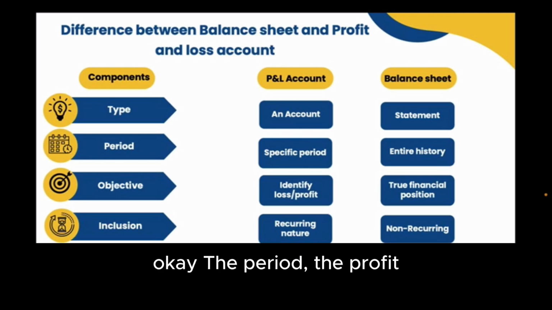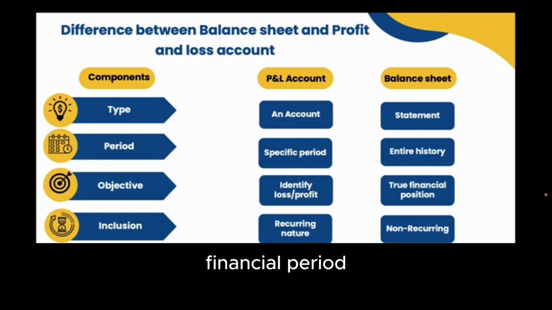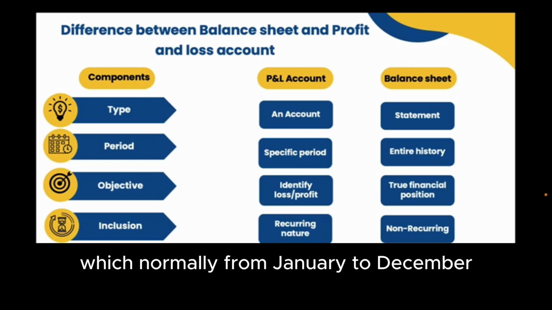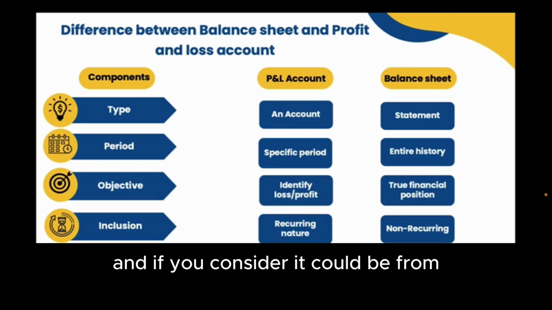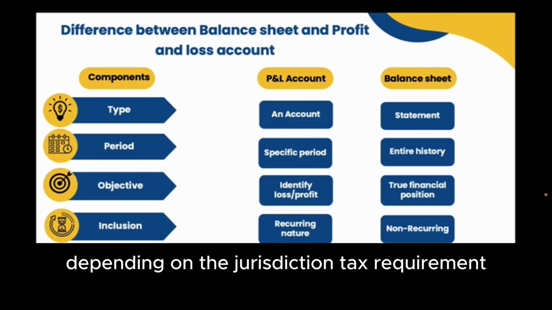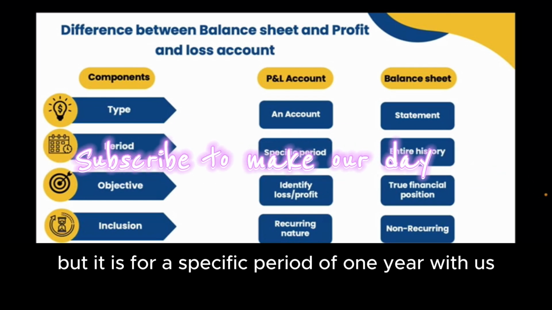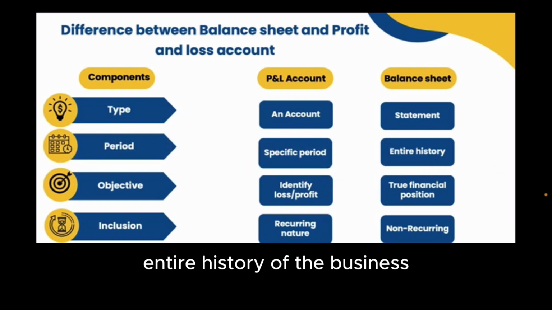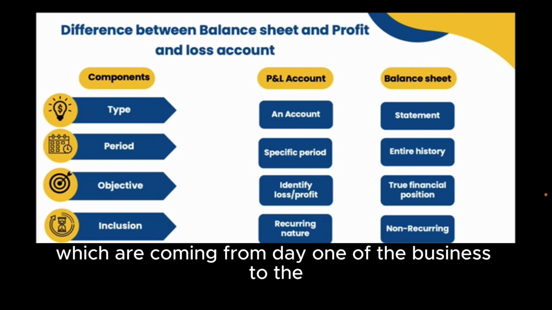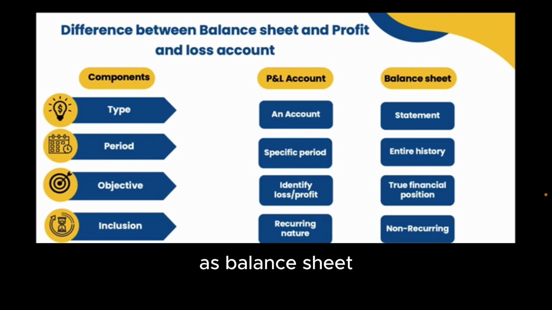Okay. The period. The profit and loss account is ascertained for a specific financial period, which is normally from January to December. It could also be from June to May or March to April, depending on the jurisdiction's tax requirement. But it is for a specific period of 1 year, whereas the balance sheet will provide the entire history of the business. All the transactions from day one of the business to the date of the report are considered in the balance sheet.